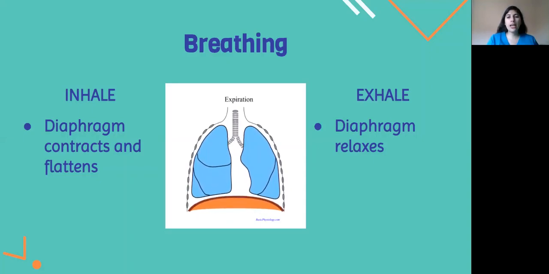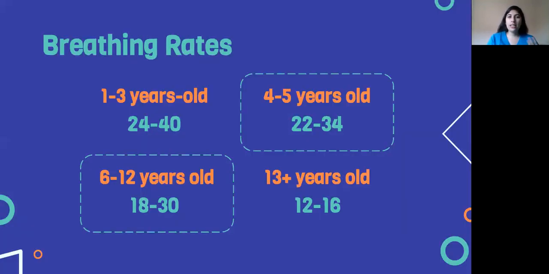So now that we know how breathing works, let's talk about what normal breathing rates are for most people. It really depends on your age, just like heart rate depends on your age. For really little kids and toddlers, their respiratory rate, or breathing rate, as that is the same term, their breathing rate is 24 to 40 breaths per minute. So if you sat there and counted them for 1 minute, that's how many times they would take a breath.